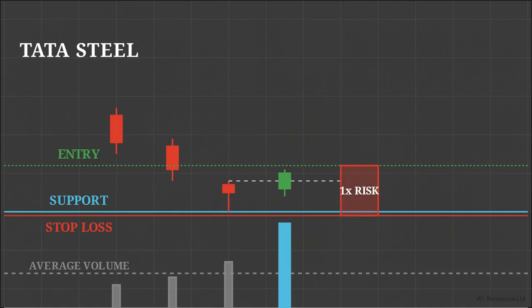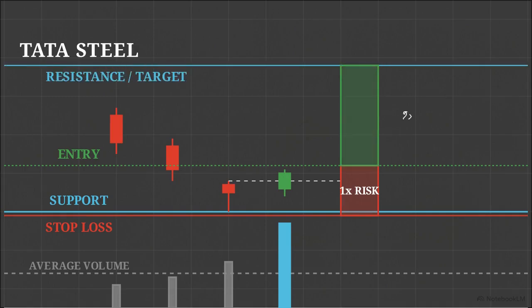You set your take-profit target at the next major historical resistance level. Ensure the distance to that target is at least twice the size of your risk. By requiring a minimum 1-to-2 risk-to-reward ratio, you ensure your winning trades always outweigh your losses.